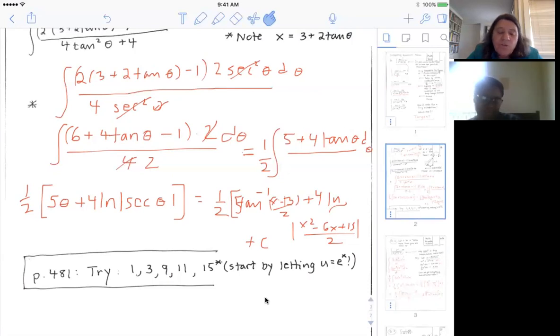The one on Moodle was a little easier. It had the 3, and it had some other things on it. But try the one with 5 for me, okay? Do you know how to do it? Are you okay with partial fractions?